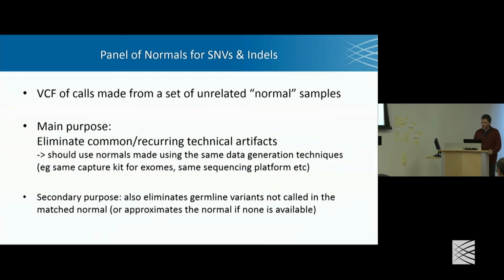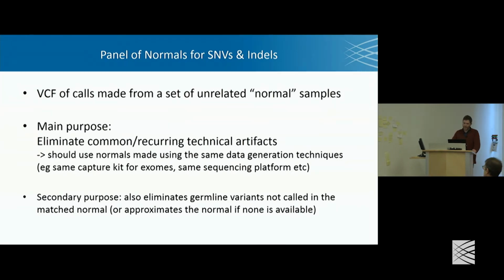So essentially, the PON is just a VCF made from a set of unrelated normal samples. As I said already, the purpose of it is to eliminate common and recurring technical artifacts. The secondary purpose is also to eliminate germline variants, or to approximate a normal if you don't have a normal available.